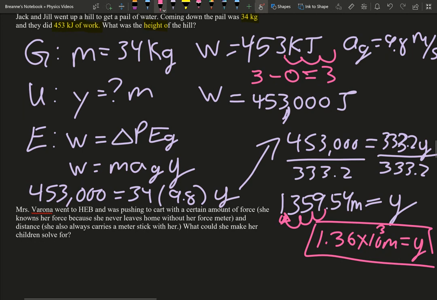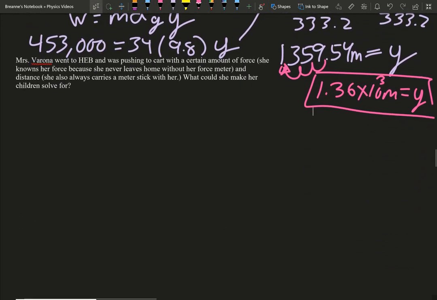And then going to the next one. So Miss Verona went to HEB and was pushing the cart with a certain amount of force. She always knows her force because she never leaves home without her force meter. And distance. She always carries a meter stick with her too. She's just that awesome of a physics teacher. So what could she make her children solve? Because her children can already do physics. Because again, she's just that amazing of a physics teacher.